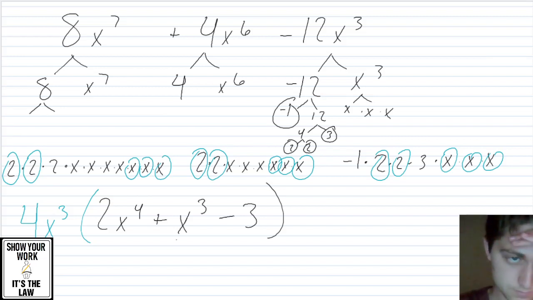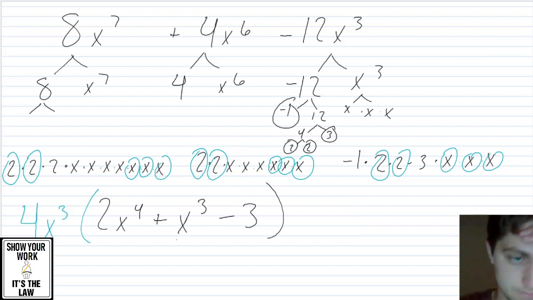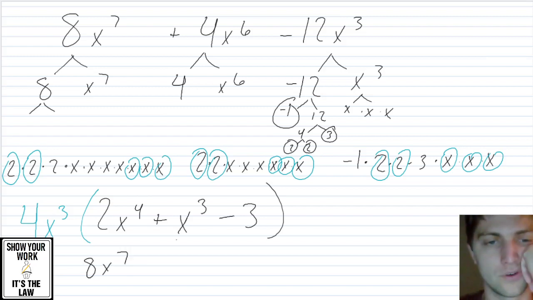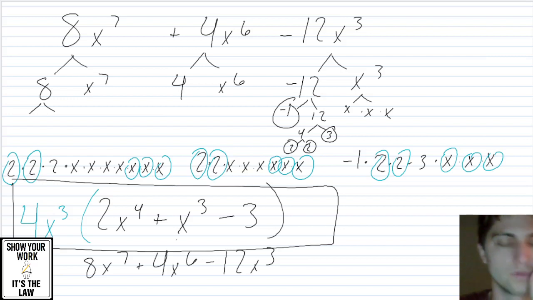All right, so this is how we simplify things by factoring, and if we just want to check it, we can multiply through. 4x cubed times 2x^4 is going to be 8x^7. 4x cubed times x cubed is going to be 4x^6, and then negative 3 times 4x cubed is negative 12x cubed, which is what we started with. So we know what we got here is correct. And then we'll do one more. We'll actually do 2 more.